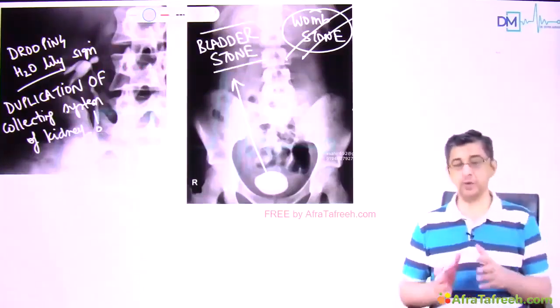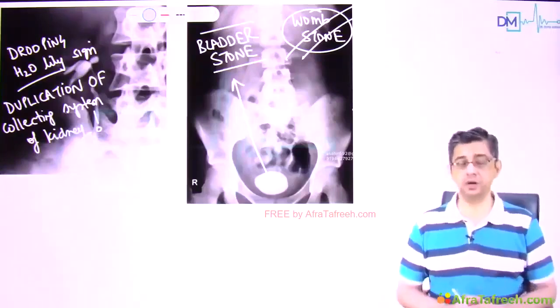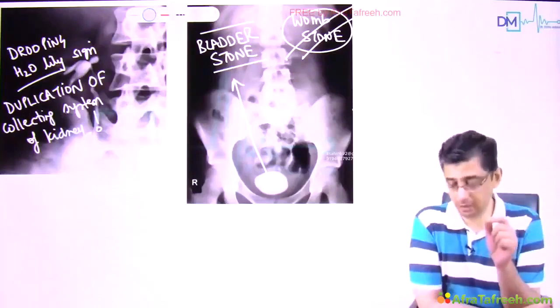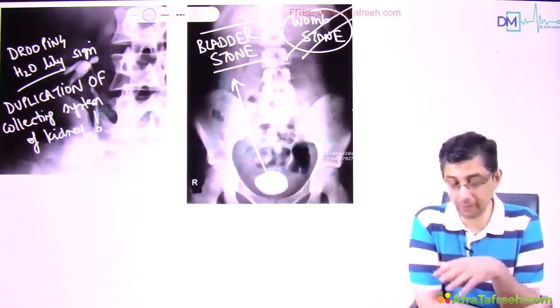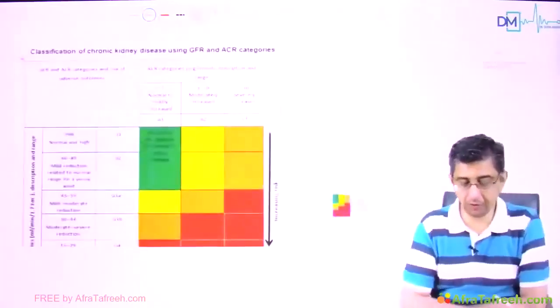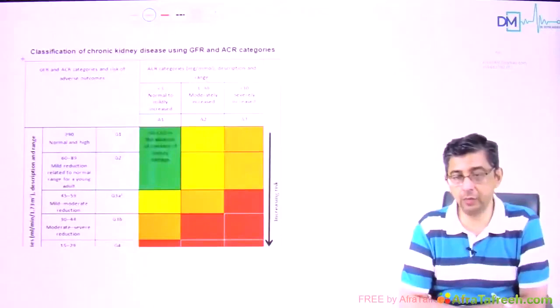What I mean by a primary bladder stone is that it develops in the bladder itself, while a secondary one could be coming down from above. But this characteristic image of a shadow right in the middle of the pelvis would be that of a calcified bladder stone. Coming to the next slide, we need to remember the classification of chronic kidney disease using glomerular filtration rate and albumin creatinine ratio.